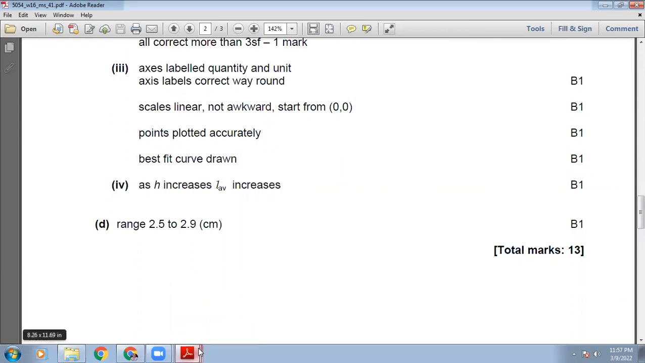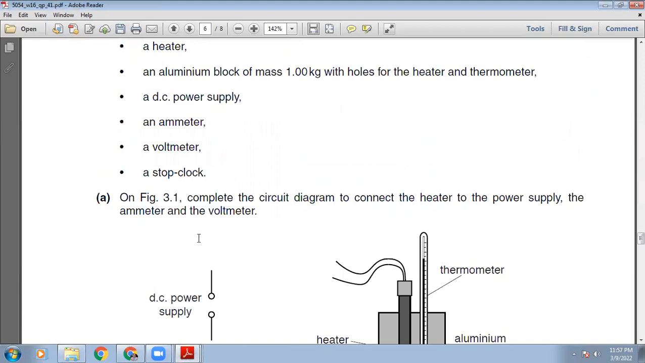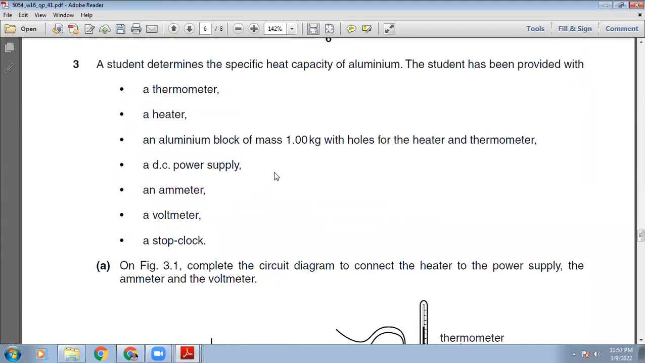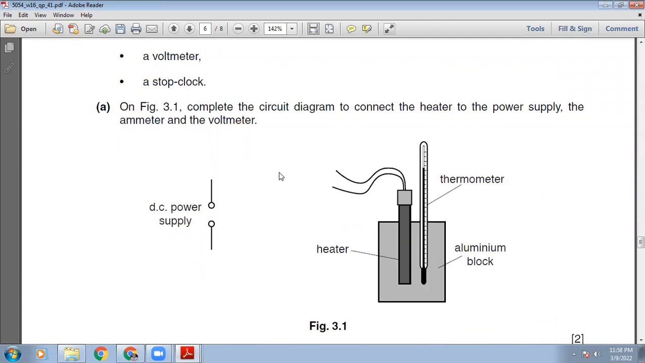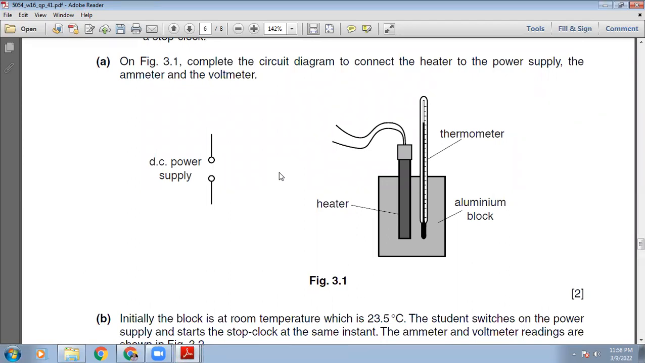So let's go to the next question. A student determines the specific heat capacity of aluminum. The student has been provided with a thermometer, a heater, an aluminum block of mass 1 kg with holes for the heater and the thermometer, a DC power supply, an ammeter, a voltmeter, a stop clock. On figure 3.1, complete the circuit diagram to connect the heater to the power supply, the ammeter, and the voltmeter. So it's a 2 marks question.